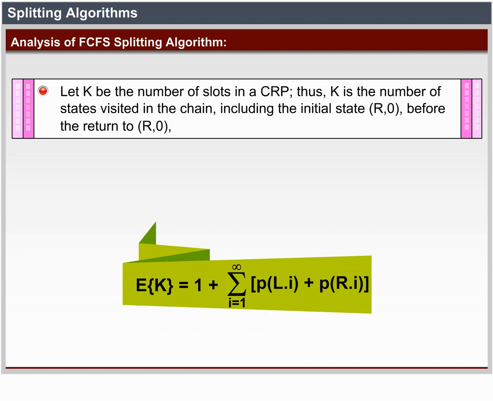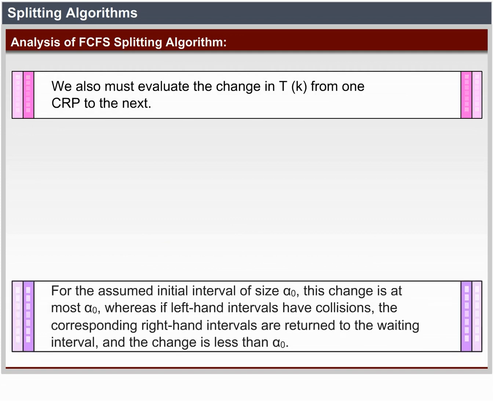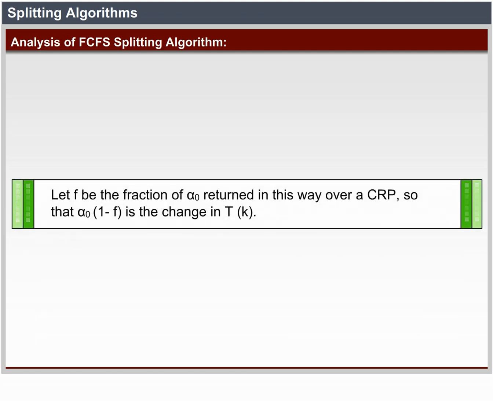We must also evaluate the change in T[K] from one CRP to the next. For the assumed initial interval of size alpha naught, this change is at most alpha naught, but if left-hand intervals have collisions, the corresponding right-hand intervals are returned to the waiting interval and the change is less than alpha naught. Let f be the fraction of alpha naught returned in this way over a CRP, so that alpha naught times (1 minus f) is the change in T[K].